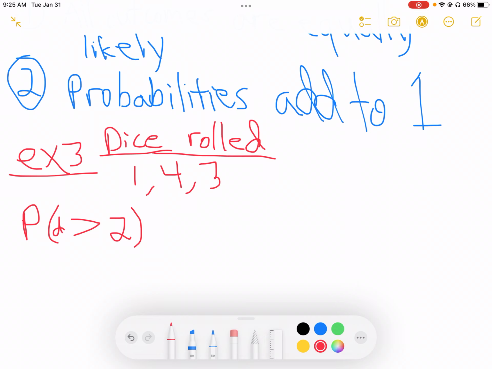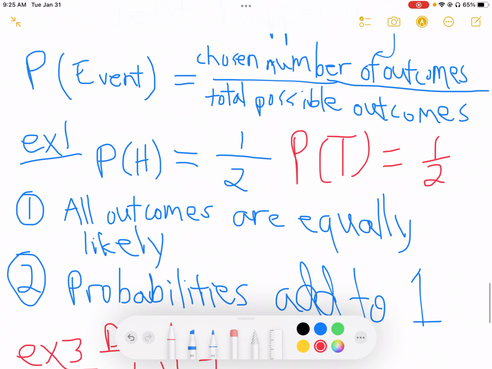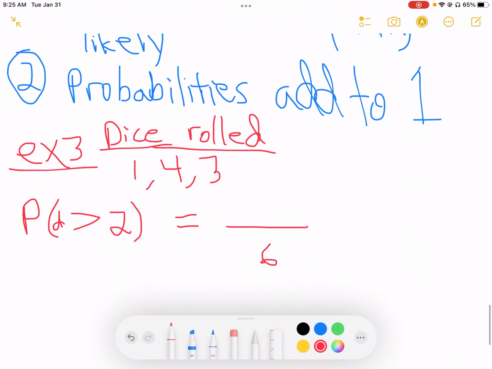Now how do you think about my dice? I have 6. So I ask, what are the total possible outcomes? My total possible outcomes are 6. That's my bottom number. So let's go back up here: total possible outcomes 6, and then chosen number of outcomes.